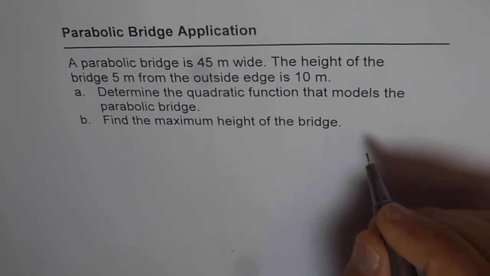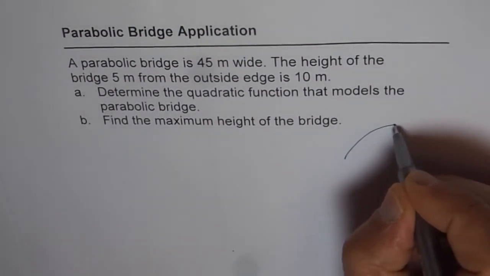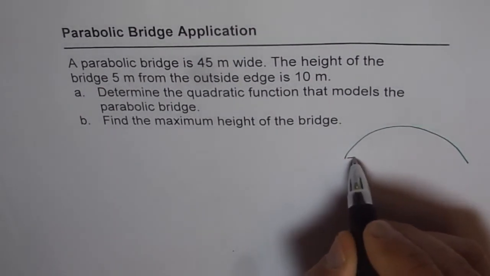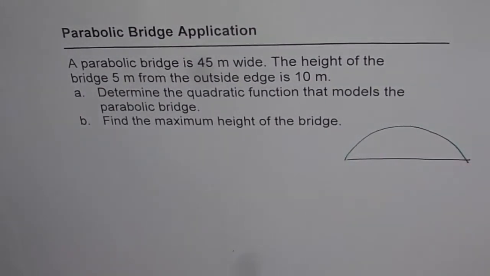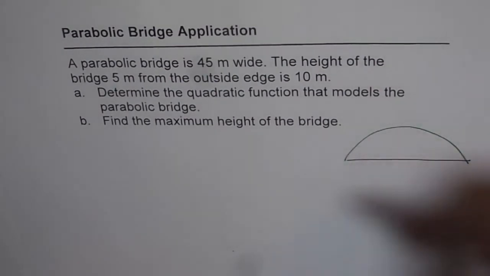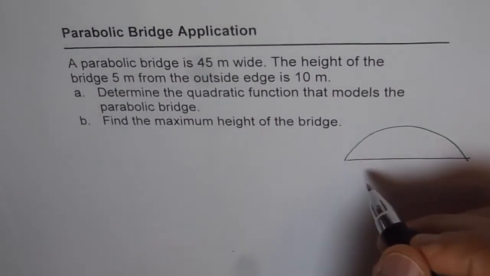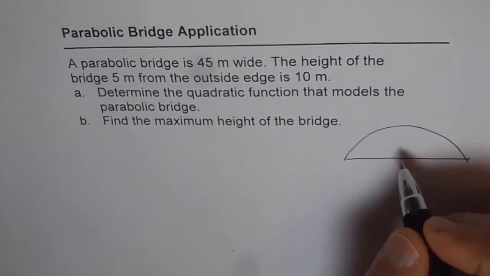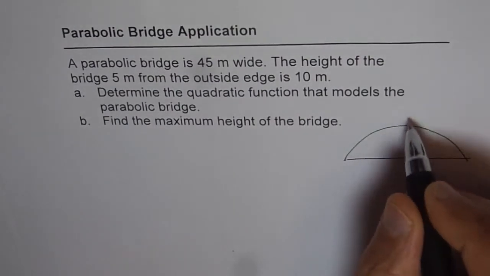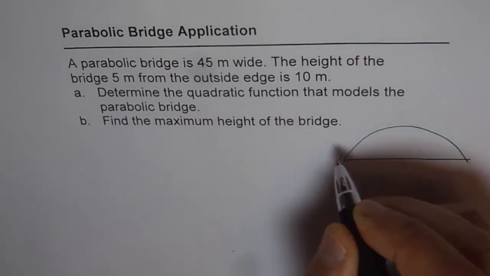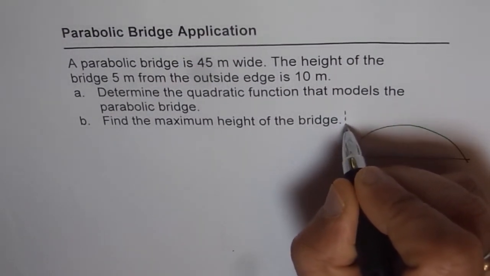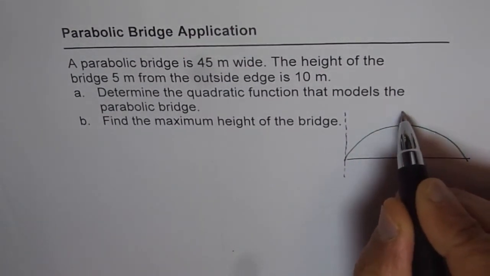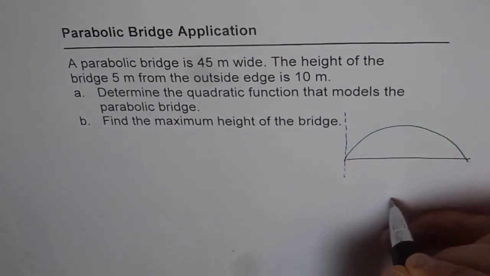So let's make a sketch of this and then try to solve it, right? So let's say this is the parabolic bridge, and that's the level ground. Now in this case we will assume that when we are trying to make the equation of the bridge, we could have our axis at the origin here or in the center. Either way we can solve it, right? So I'll solve it using my coordinate axis on one edge of the bridge.